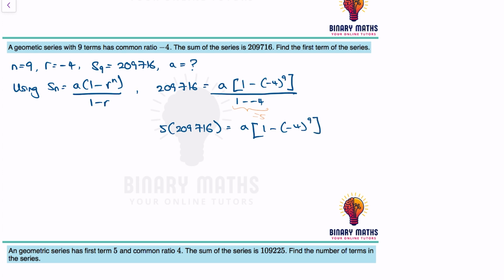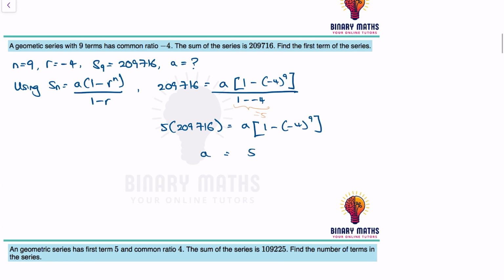So if I want to find a, all I have to do is 5 times 209,716 all over 1 minus -4 to the power of 9. So just rearrange to make a the subject of the formula. When you put this into your calculator, you get a is equal to 4.